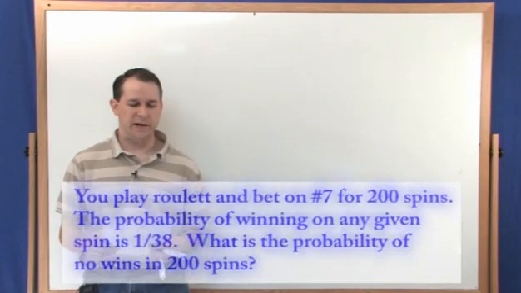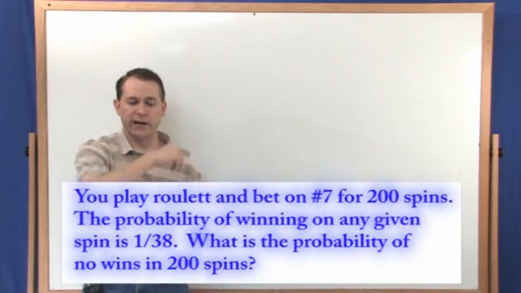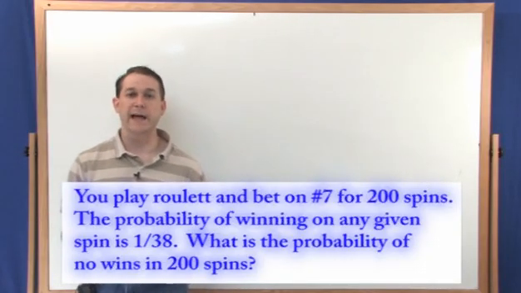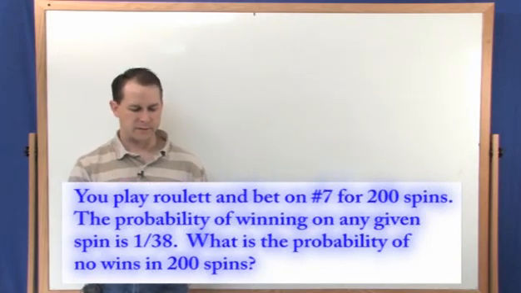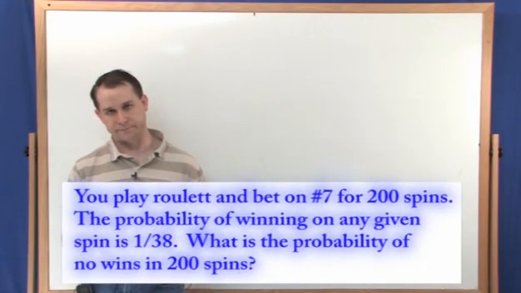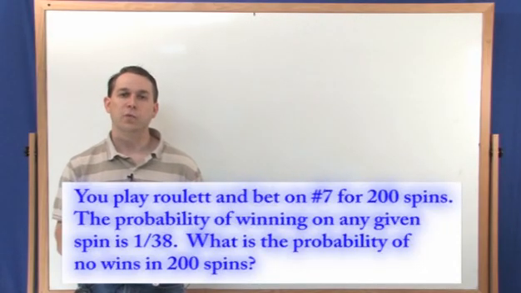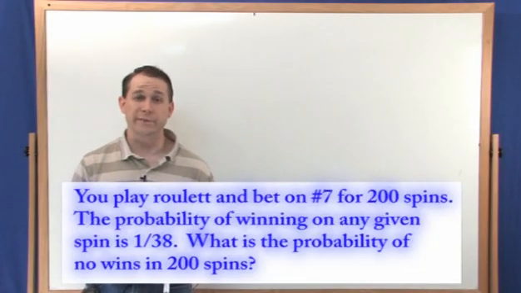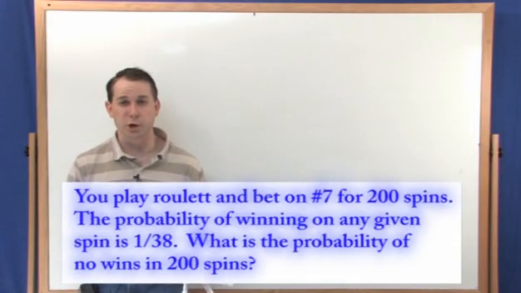Okay, now the next problem says you're playing roulette and you bet on the number 7 on the roulette wheel for 200 spins. The probability of getting the 7 is 1 in 38 because there's 38 different places the ball can land on the roulette wheel. The question is, what is the probability of no wins in 200 spins? So what you want to really find out here is the probability that if you spin that wheel 200 times, you'll never win. You kind of get the idea and the basic feeling in your gut that it's got to be a low probability.